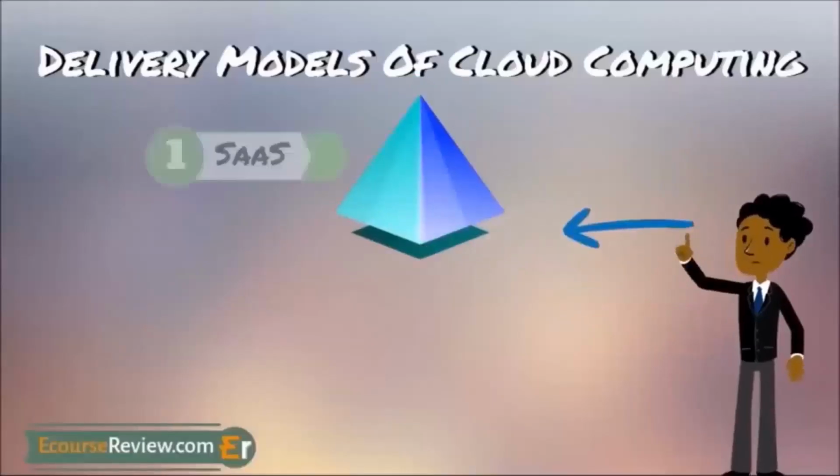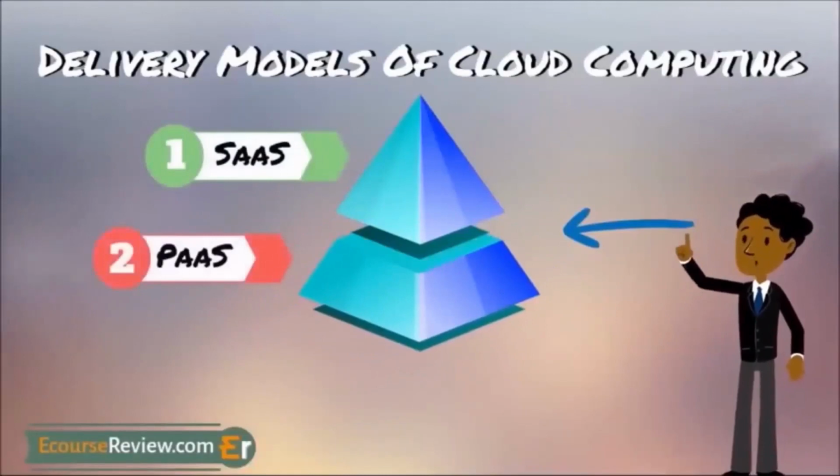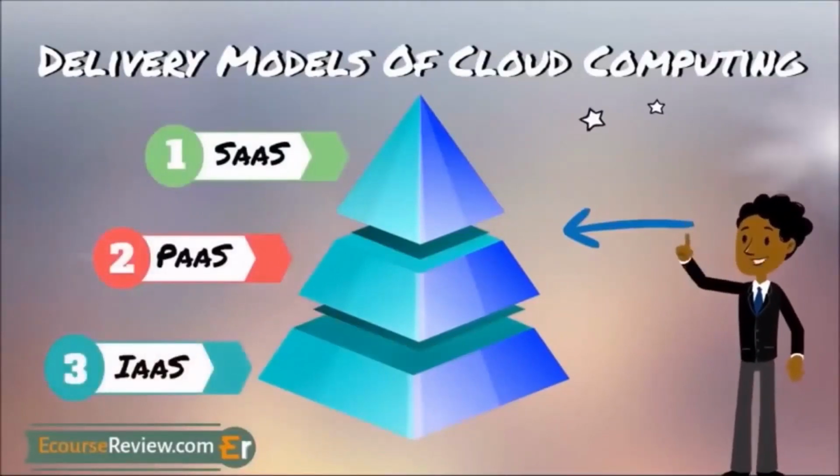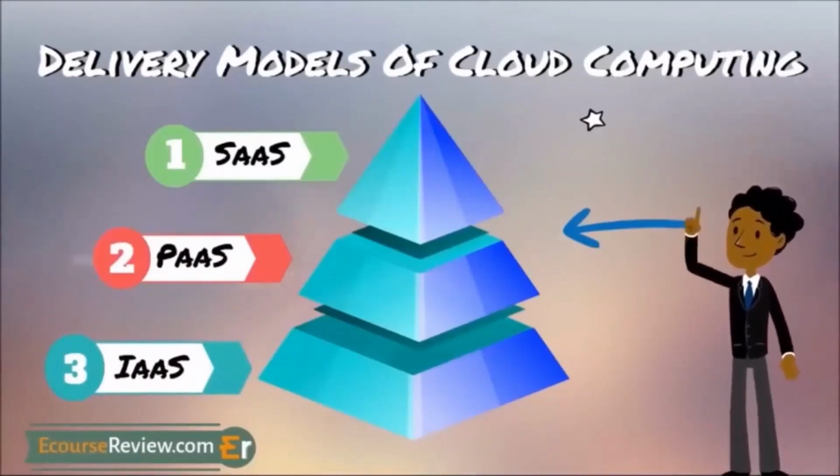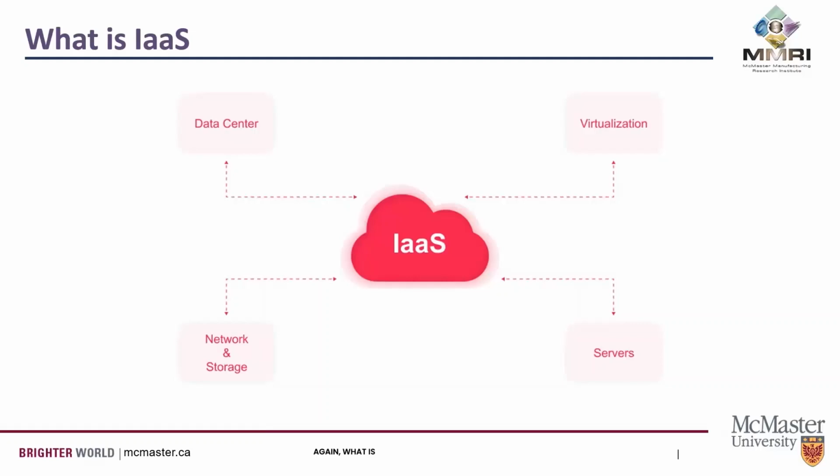Cloud computing: SaaS, PaaS, and IaaS. Cloud computing offers different services based on three delivery models. When arranged in a pyramid form, they follow the... Again, what is IaaS, or Infrastructure as a Service?